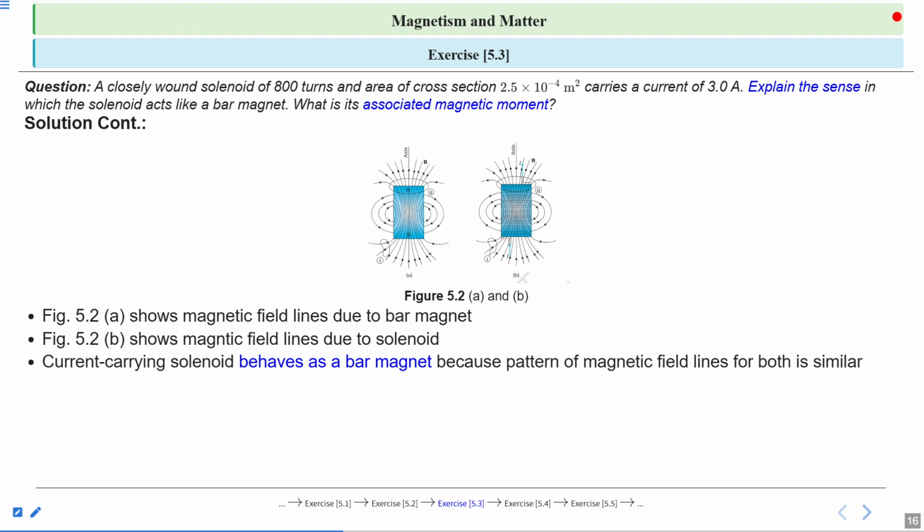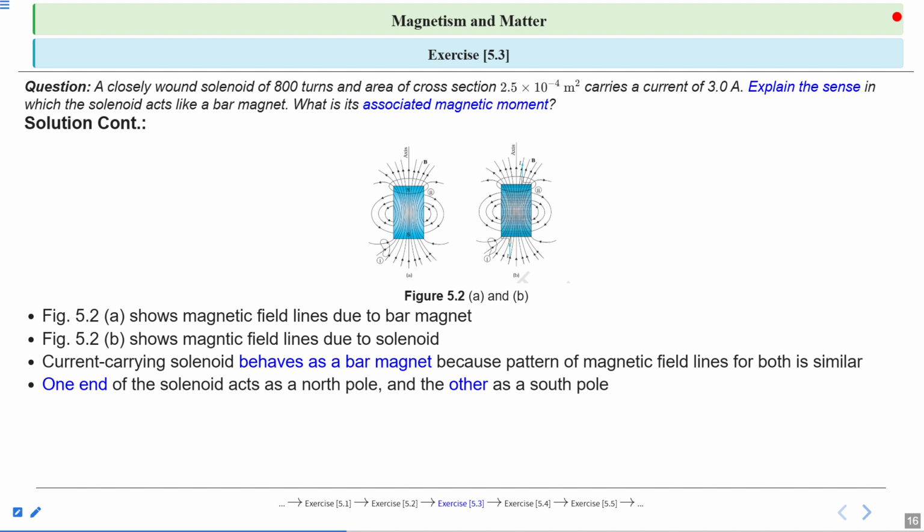So a current carrying solenoid behaves as a bar magnet because the pattern of magnetic field lines for both is similar. One end of the solenoid acts as a north pole and the other as a south pole. We know that a bar magnet has two poles, north and south. Also for a solenoid, one end acts as a north pole and the other as a south pole. So how can we determine which pole is north and south?